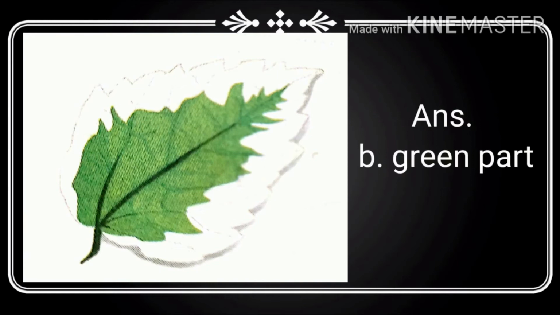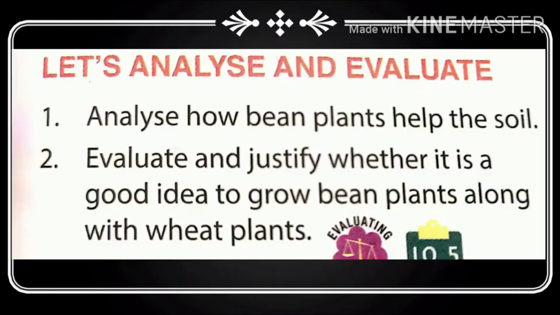Here the green part contains chlorophyll and the white part doesn't contain chlorophyll, and photosynthesis is possible if chlorophyll is there, and if photosynthesis is done, then and only then is starch formed. So which part will be bluish black? The part which contains starch. So definitely the answer is green.